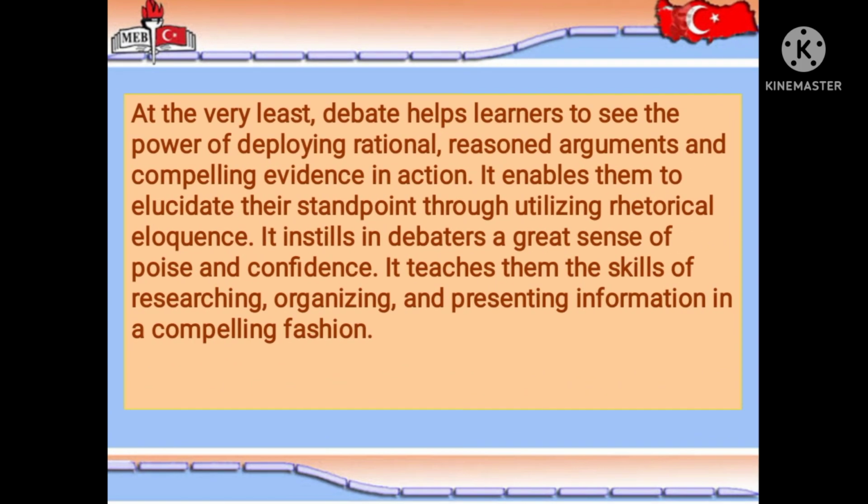At the very least, debate helps learners to see the power of deploying rational, reasoned arguments and compelling evidence in action. It enables them to elucidate their standpoint by utilizing rhetorical eloquence. It instills in debaters a great sense of poise and confidence. It teaches them the skills of researching, organizing, and presenting information in a compelling fashion.